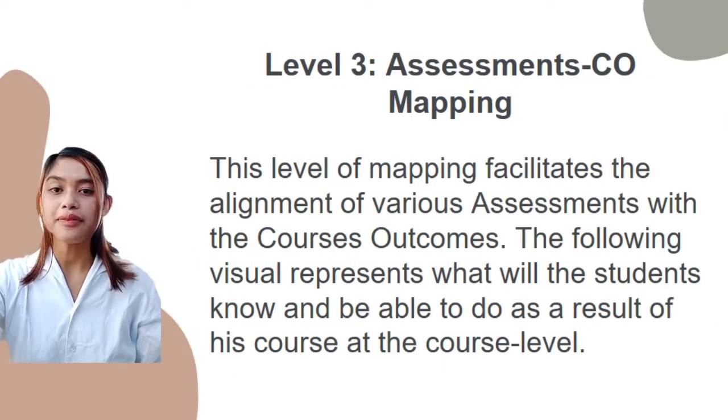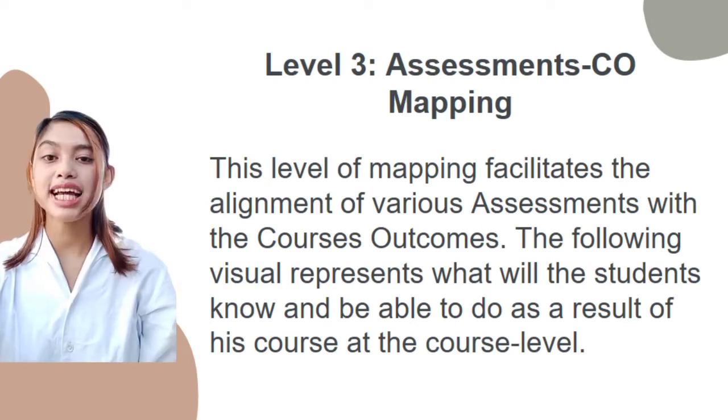The level 3: this level of mapping facilitates the alignment of the various assessments with the course's outcomes. So the following visual represents what the students will know and be able to do as a result of the course at the course level. So that's it for the third level.